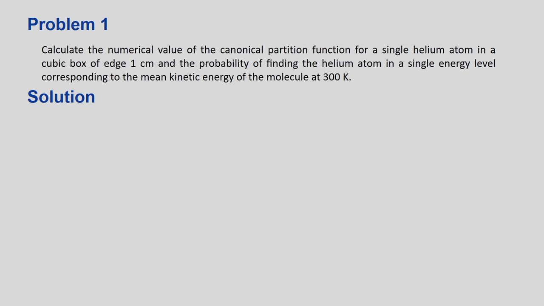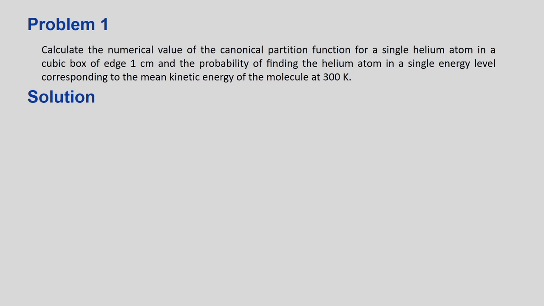So, let us see the first problem. In this problem, you are asked to calculate the numerical value of the canonical partition function for a single helium atom in a cubical box of edge 1 centimeter, and the probability of finding the helium atom in a single energy level corresponding to the mean kinetic energy of the molecule at 300 Kelvin. If I want to make it simpler, you have to first find out the canonical partition function of a helium atom at the temperature of 300 Kelvin within a cubical box of 1 centimeter. First, you have to find out q.